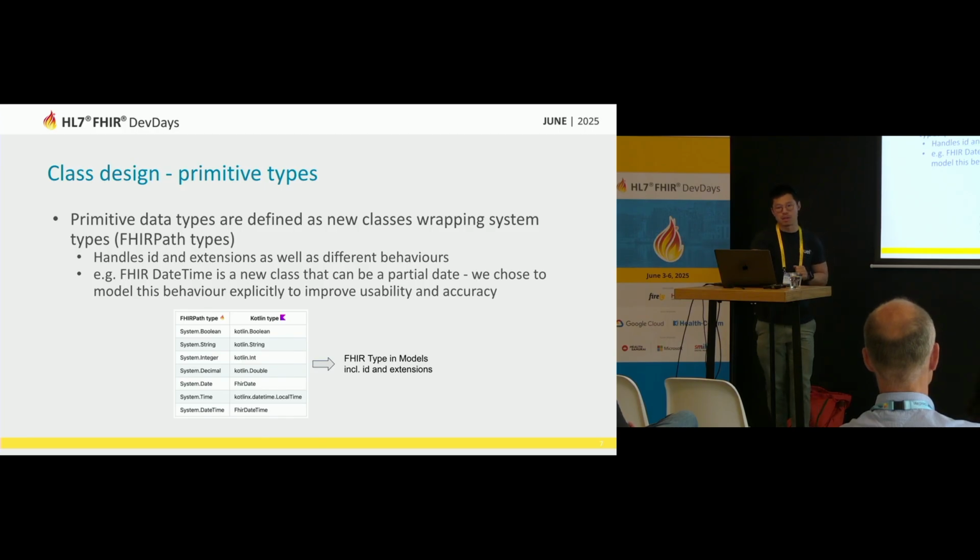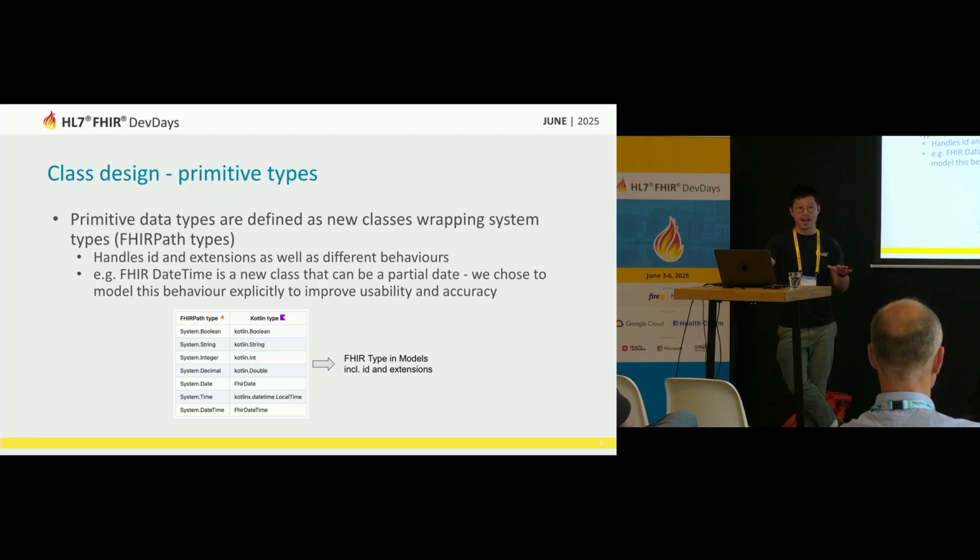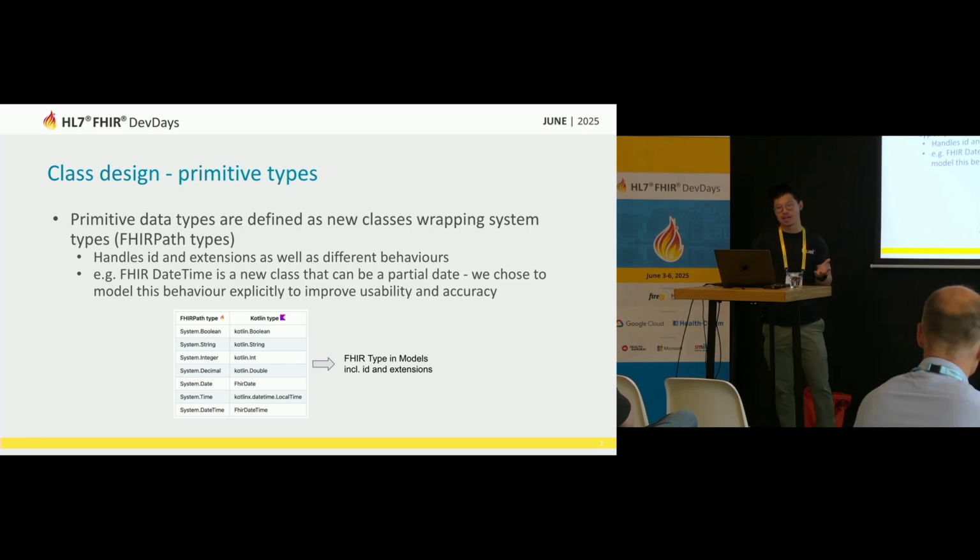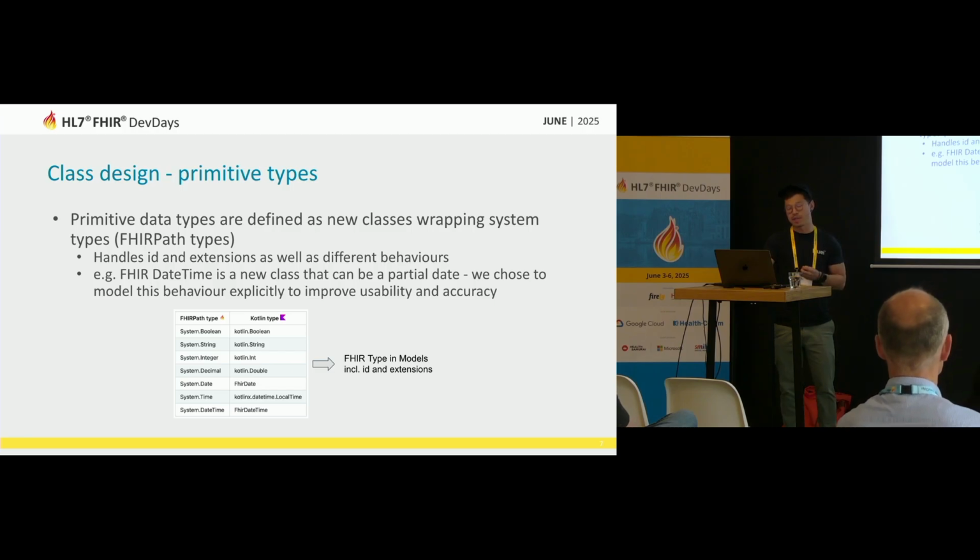Coming to the class design, the elegant code. So first of all, primitive types. Primitive types in FHIR are actually quite tricky because they're not that primitive. They have IDs, they have extensions, and then they also have strange behaviors. For example, if you look at the datetime or the date data types, they can be partial date or datetime. And that is not the primitive behavior in any language at all. It's very easy to write bad code against those types of primitive data types.